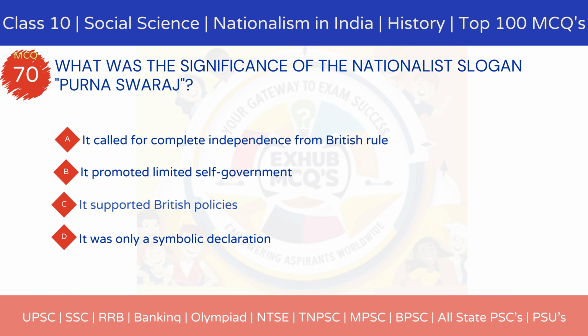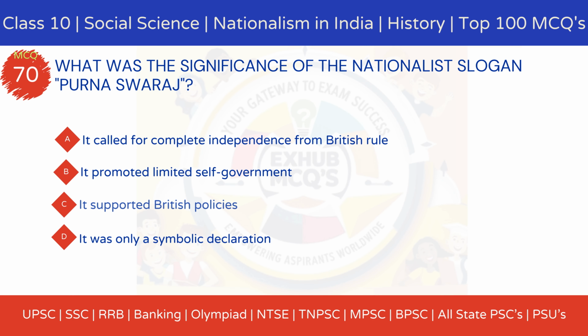70. What was the significance of the nationalist slogan, Purna Swaraj? Option A. It called for complete independence from British rule. Option B. It promoted limited self-government. Option C. It supported British policies. Option D. It was only a symbolic declaration.